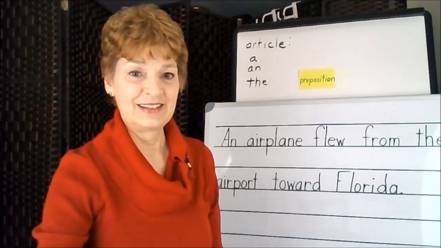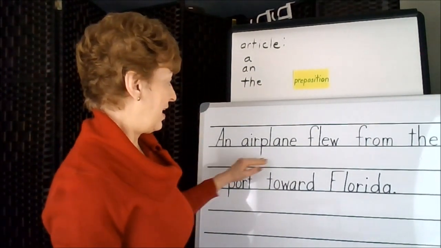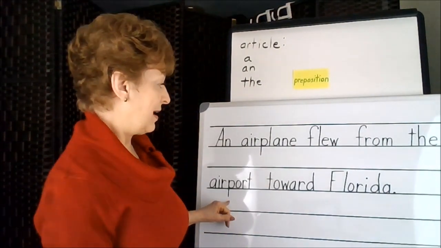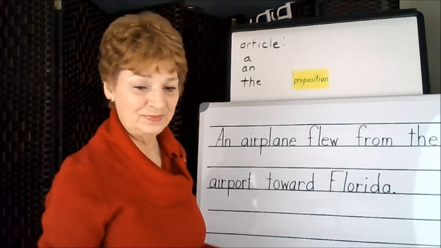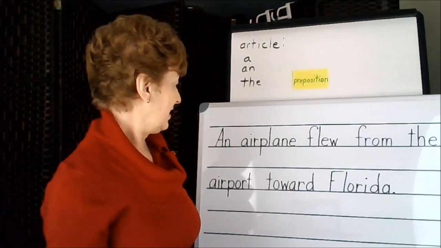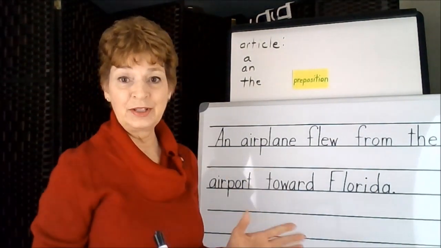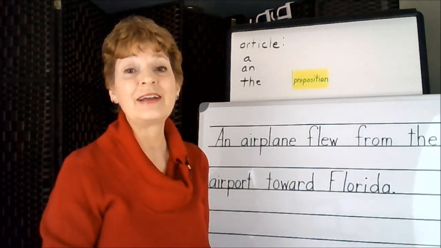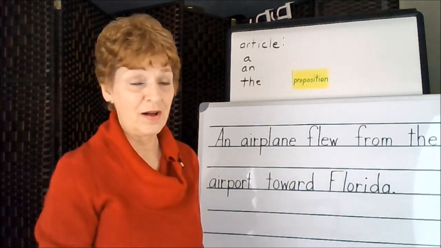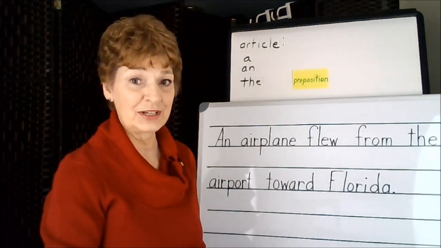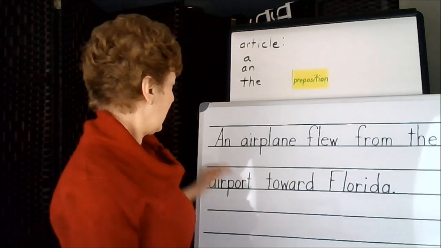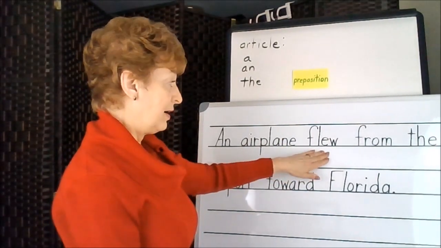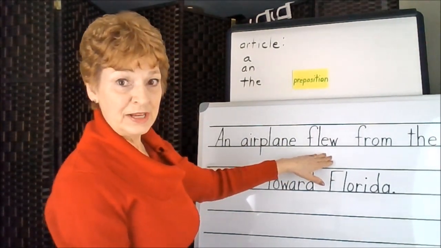How about another example of locating prepositions within the sentence structure? Our sentence: an airplane flew from the airport toward Florida. In this case, we're going to be looking for the parts of speech that are in the sentences all the time. That would be subject and verb. An airplane flew. Here's our verb, because you can fly.